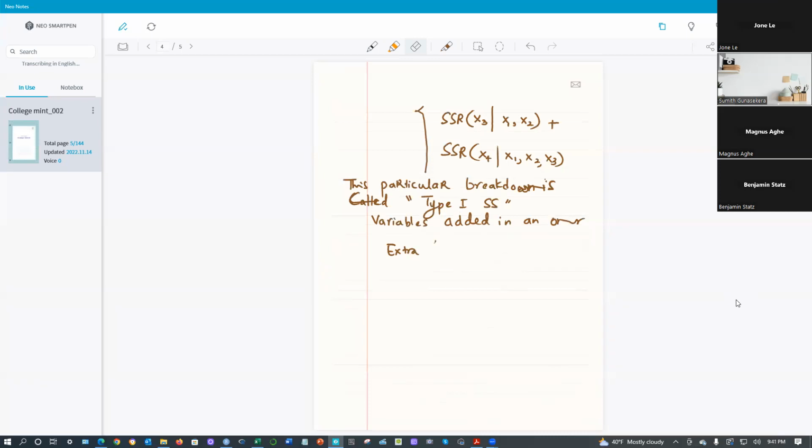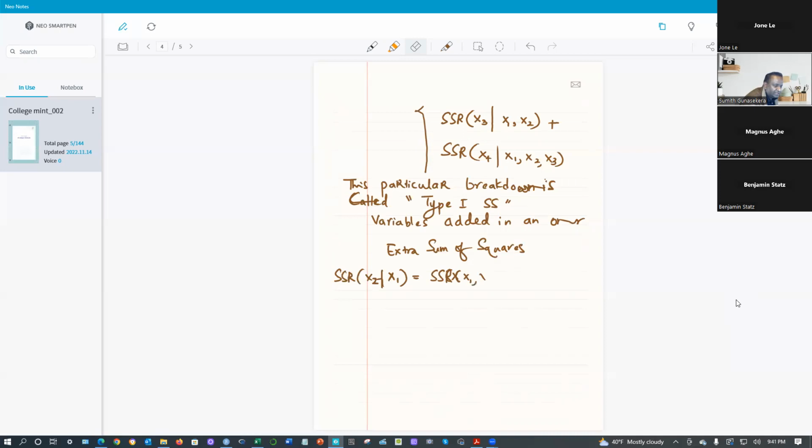How do you calculate the sum of squares? Let's say you are interested in SSR x2 given x1. Already you have x1, and then you systematically add a second variable, which is x2, and you get a sum of squares regression. How do you calculate that? That's nothing but the sum of squares regression with x1 and x2 both.